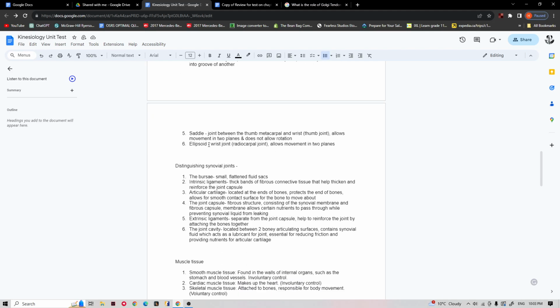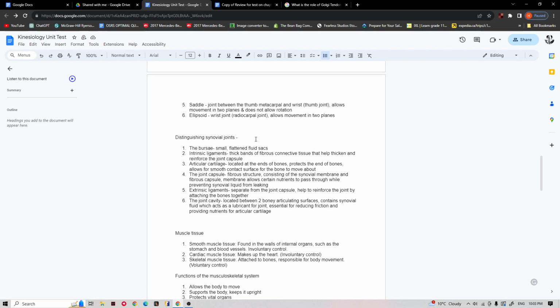another. Number 5, sagittal. Joint between the thumb metacarpal and wrist, the thumb joint. Allows movement in two planes and does not allow rotation. Number 6, ellipsoid. Wrist joint, radiocarpal joint, allows movement in two planes.